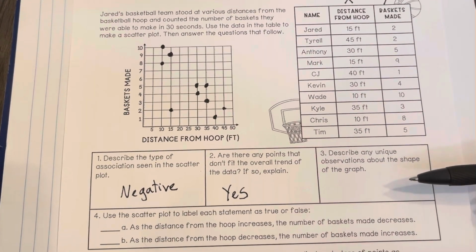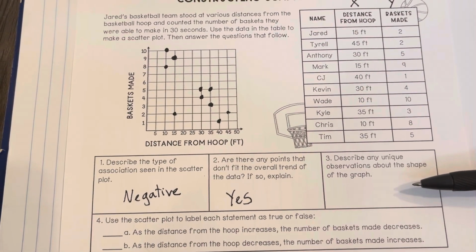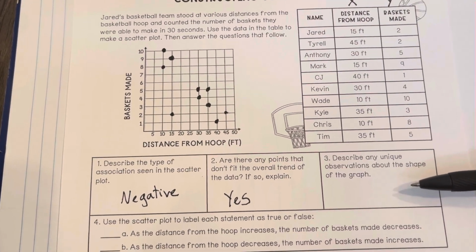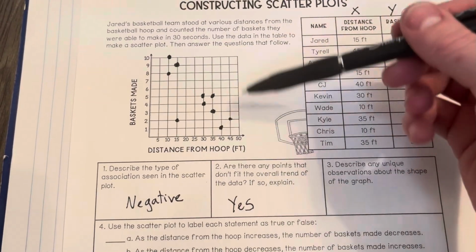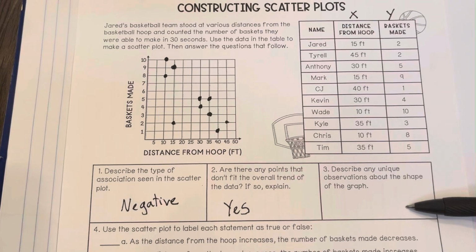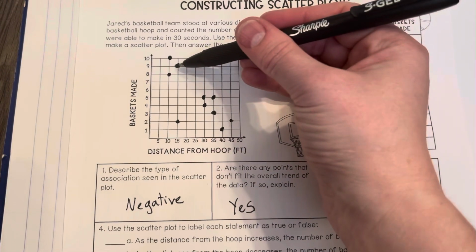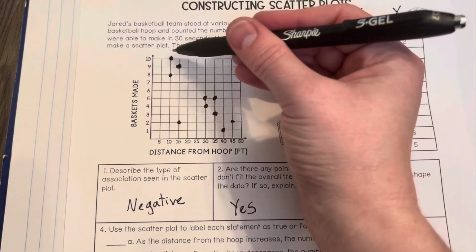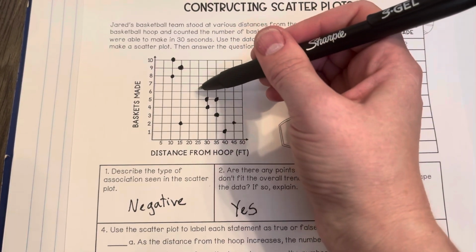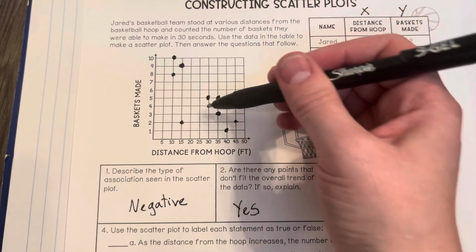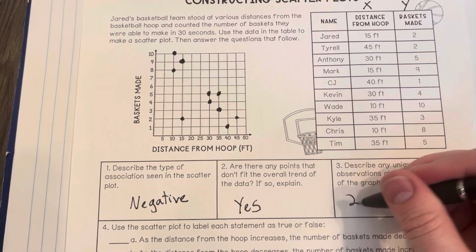All right. Now we have a chance to describe any other observations you have about the baskets and the distance from the hoop. Anything else that you noticed goes here. Okay, what I noticed is that there's 2 groups. There's kind of this group up here, and then there's like nothing here, and then there's a secondary group. That's what I noticed.